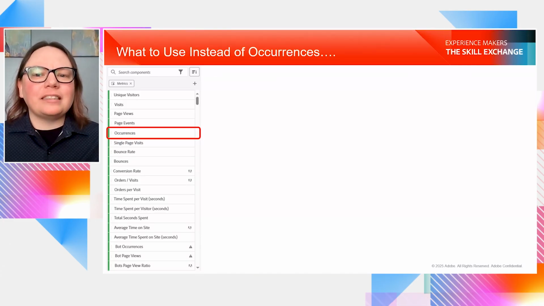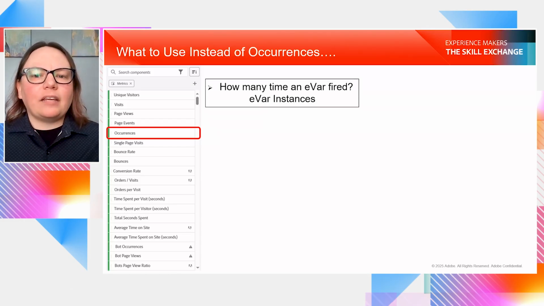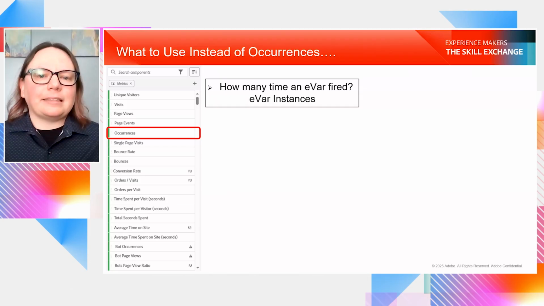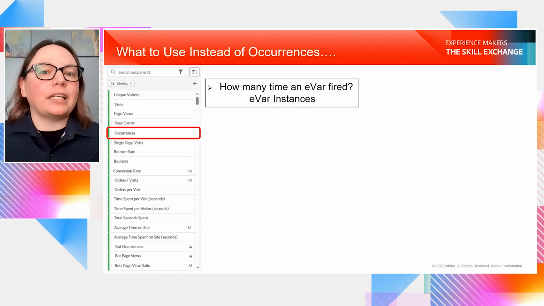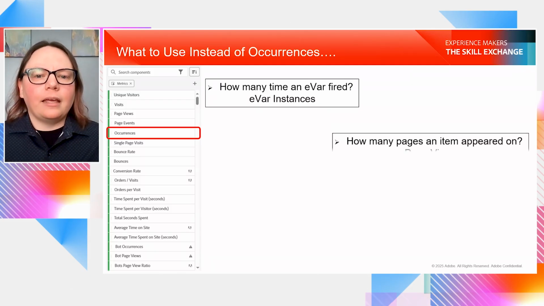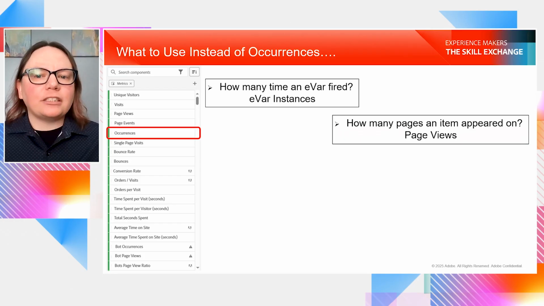But because occurrences is so varied, there's often a better metric that you can use instead. If you want to look at an eVar and see how many times it fired, you can use the eVar instances. The instances only count when a dimension first fires and not any of its persistence. So you can be sure that the number you have is exactly how often customers interacted with something. If you want to know how many pages an item has appeared on, you can look at page views.